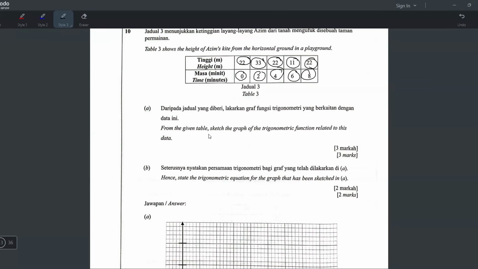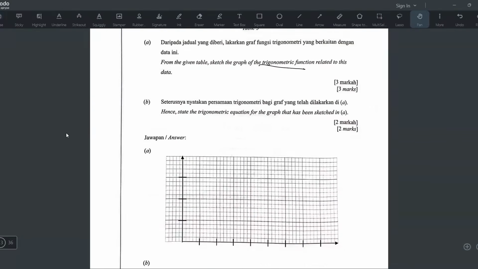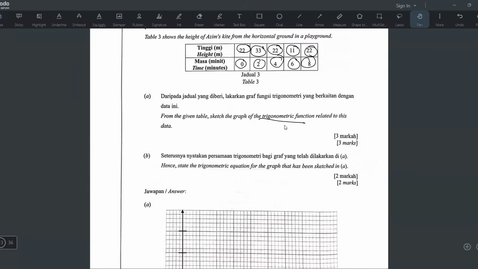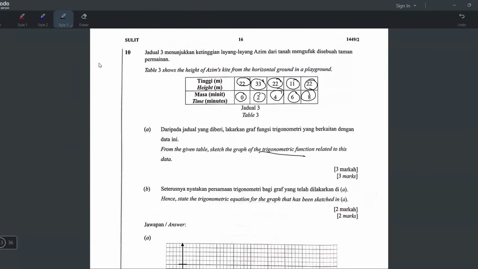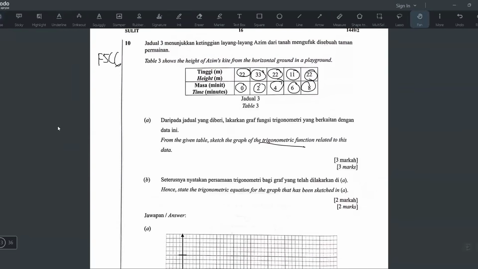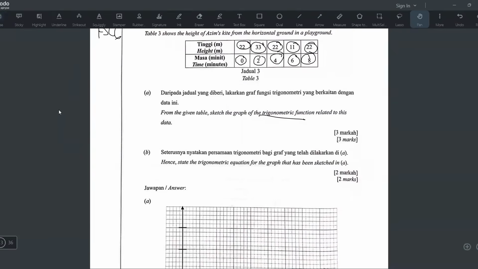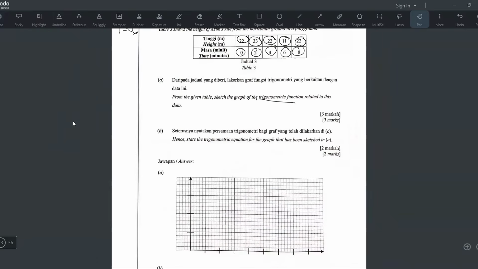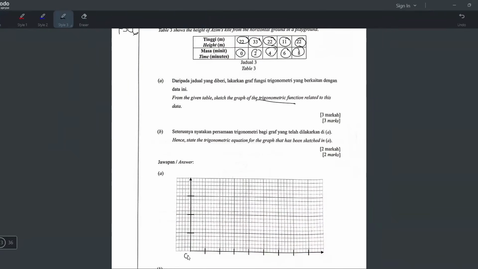Okay, A, from the given table, sketch the graph of the trigonometric function related to this data. So they provide you with this thing and then ask you to sketch. Okay, definitely it's a trigonometry lah, because they already say it here, right? So definitely it's Form 5, Chapter 6, and I think it's under the graph. Okay, this is a sketch question and they never give you any scala, but you can make your own scala. So what scala? I think for the x-axis should be the time lah, guys. Yeah, time should be the x-axis, and then this should be the y. Yeah, definitely. If no, then it doesn't make any sense already.